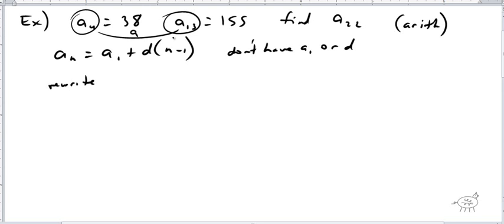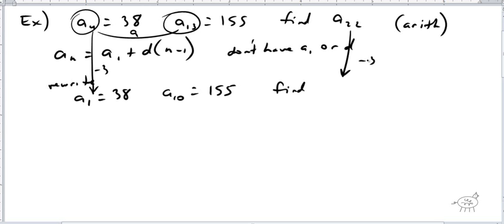So what I can do, I can rewrite this as a sub 1 is equal to 38. And in order to go from a sub 4 to a sub 1, I subtracted 3. So I can say a sub 10 is equal to 155. And I subtract 3 there, and I can say find a sub 19. Guys, it's the exact same problem as the original problem. The spacing is all the same. There's still 9 difference between a sub 1 and a sub 10. You're not doing anything different. I just rewrote it. Okay? Very, very simple to do.